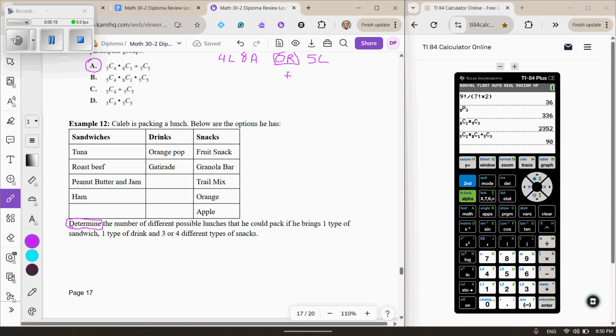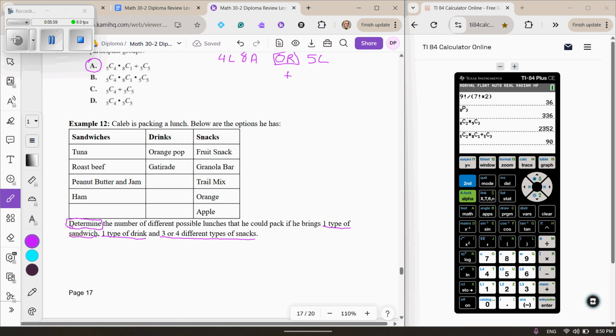Okay, so it says Caleb is packing a lunch. Below are the options he has. So he's got 4 different sandwich options. He's got 2 different drink options, and it looks like I've spelled Gatorade wrong. Snacks, he has 5 different options for the snacks. Okay, so now let's see what his lunch options will entail. It says, determine the number of different possible lunches that he could pack if he brings 1 type of sandwich, 1 type of drink, and 3 or 4 different types of snack.